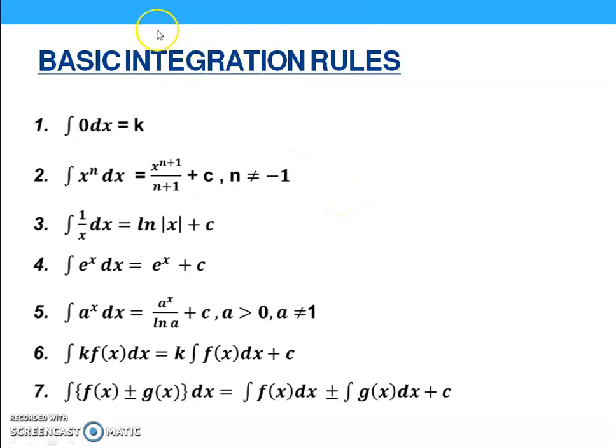Here are some basic integration rules. Note that all the integration is done with respect to the variable x. So integral of 0 is equal to k, which is some constant. Integral of x raised to the power n is written as x raised to power n plus 1 upon n plus 1 plus c. Here n is not equal to minus 1. So if n is equal to minus 1, that is integral of 1 over x, it is written as natural log mod x plus c.